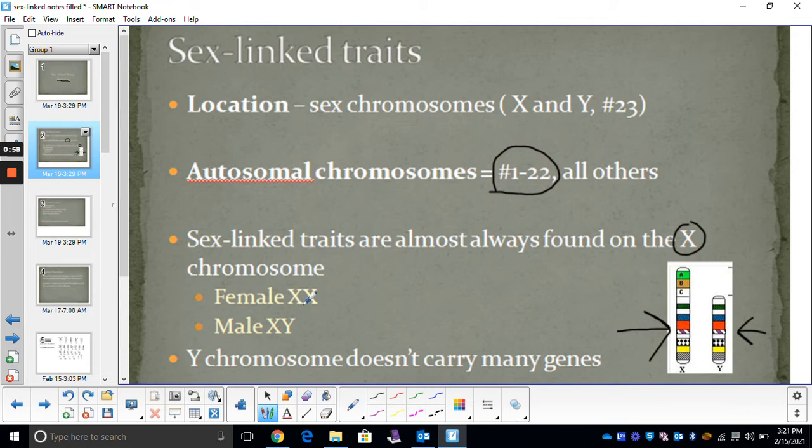Now, just a refresher for us, for the 23rd chromosome, if she has two X chromosomes, then she would be a female. And if you have an X and a Y combination, or an X and a Y chromosome, you would be a male. The Y chromosome, again, is not nearly as big as the X chromosome. So, fellas, we have less DNA on our Y chromosome than the X chromosome. It doesn't carry as many genes.